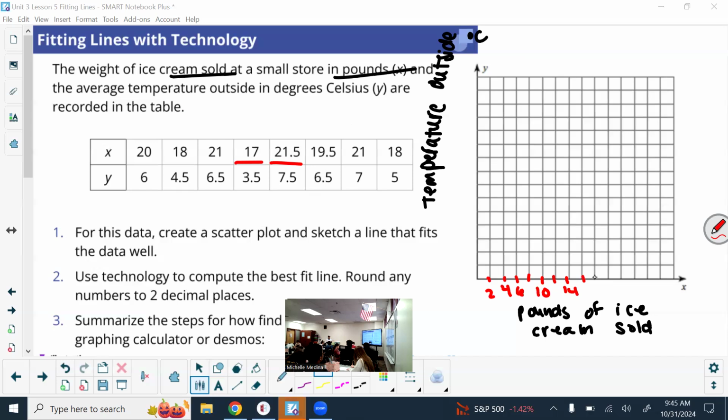Okay, like 10, 12, 14, 16, 18, 20, 22, and that covers all my data, but just know every single tick mark is going to be 2. And of course, where it starts is 0.